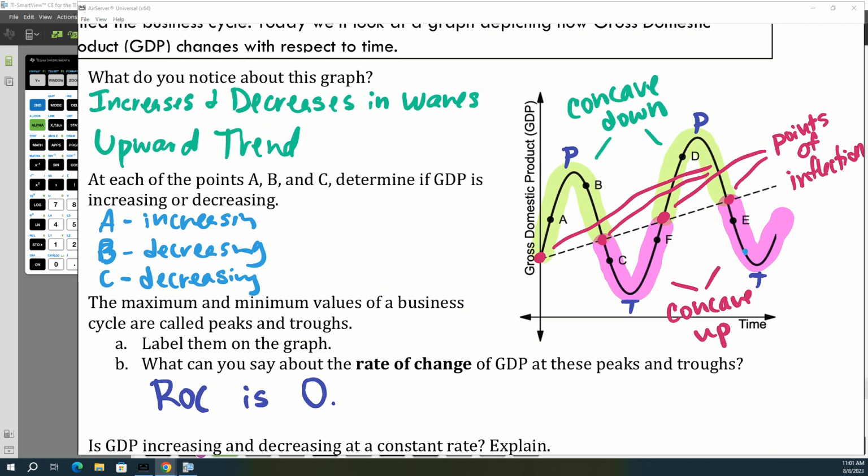It's going to take a minute, but we'll talk about this multiple times per year, about concavity and what it means about the graph. You'll get it.